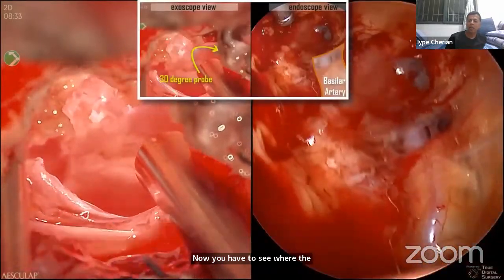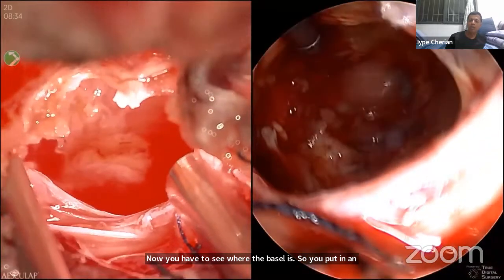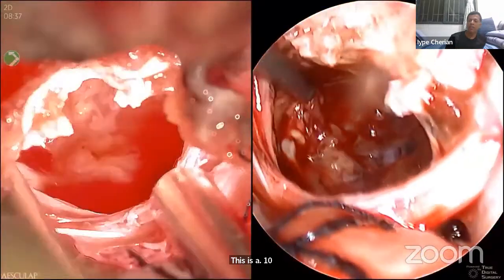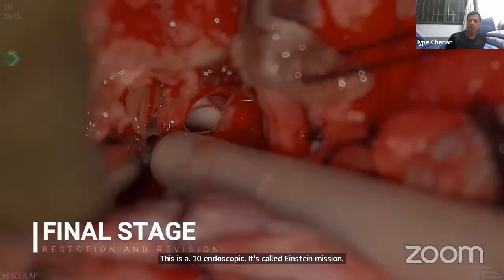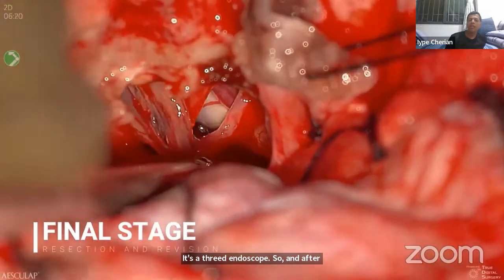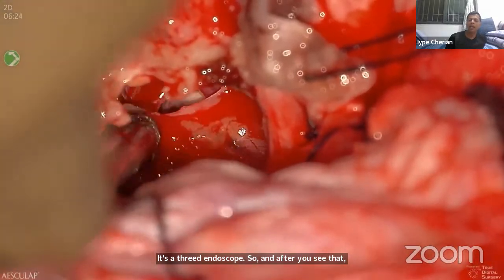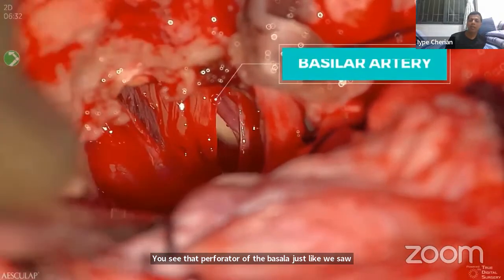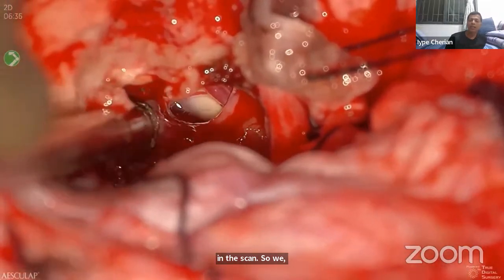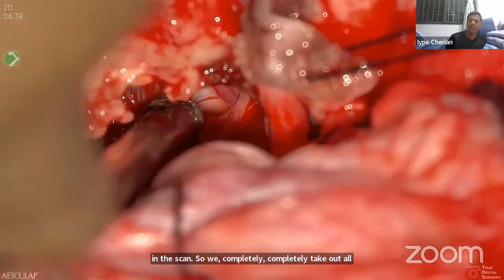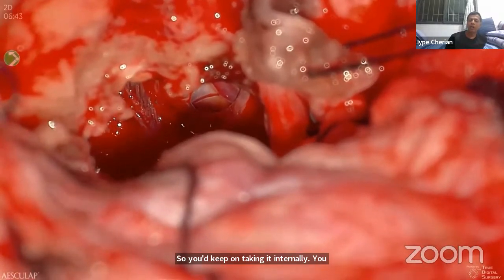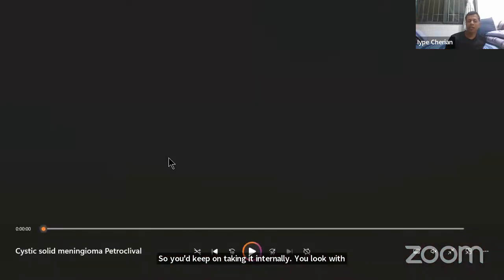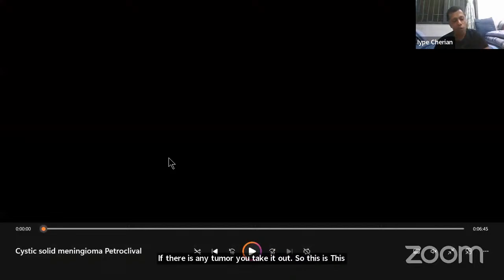So you put in an endoscope holder, a robotic endoscope holder. This is a 10 millimeter endoscope. It's called the Einstein machine. It's a 3D endoscope. After you see that, then you can see that perforator of the basilar, just like we saw in the scan. So we completely take out all the tumor from internally. You look with your endoscope if there is any tumor. If there is any tumor, you take it out. So this is what we wanted to show.